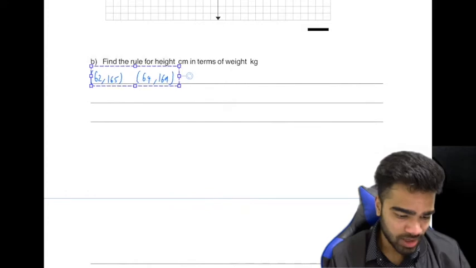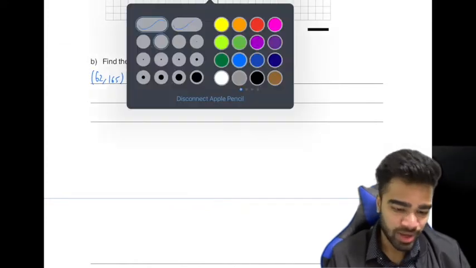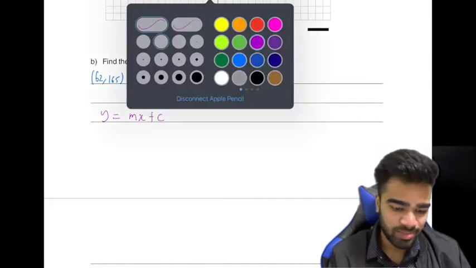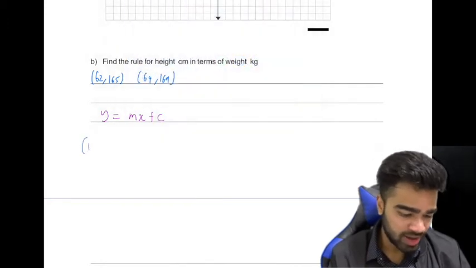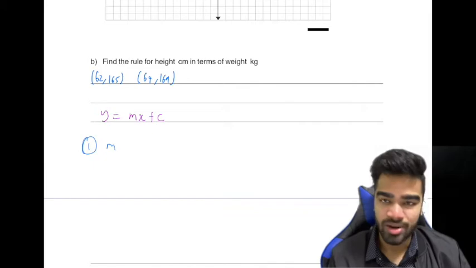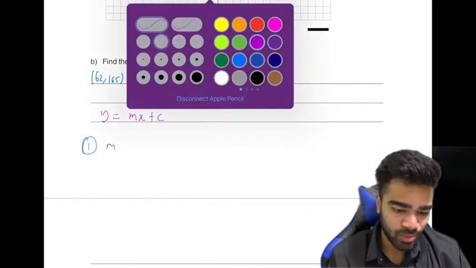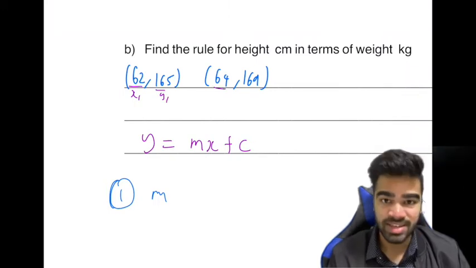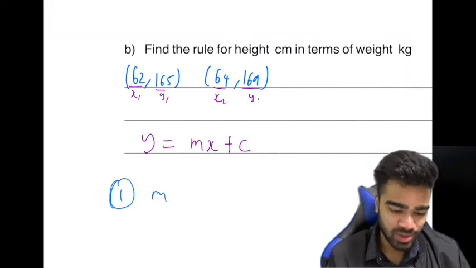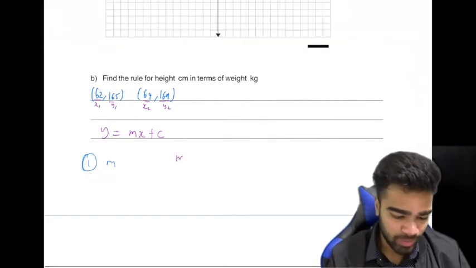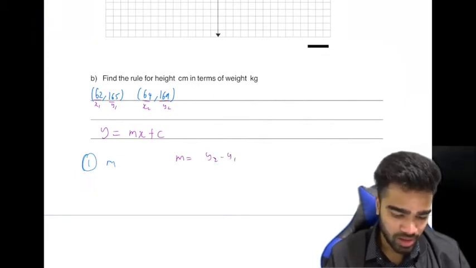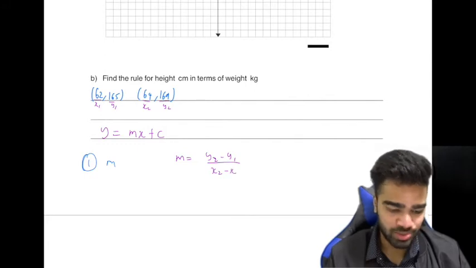So tell me, guys, what do you do first? Well, remember, the equation of any line is y is equal to mx plus c. Step number one was to find m. How do you find m? If you have two coordinates, x1, y1 and x2, y2, the equation is m is equal to y2 minus y1 over x2 minus x1, and that gives the gradient.